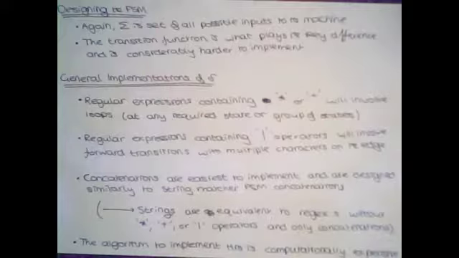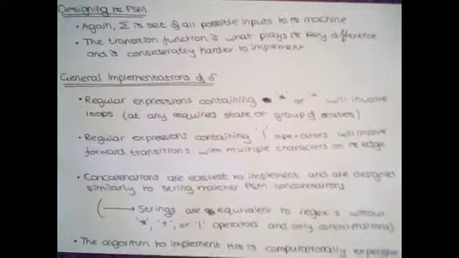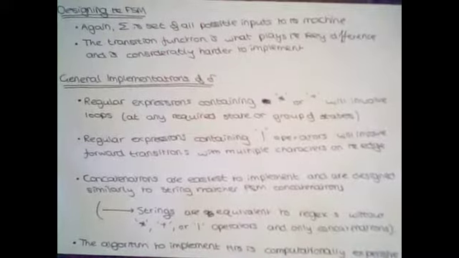Concatenations are easiest to implement and are designed similarly to string matcher FSM concatenations. This is because strings are essentially equal to regular expressions without the Kleene star, plus, or OR operator. The algorithm which is used by computers to implement the transition function is quite computationally expensive. It is known as the power set construction.